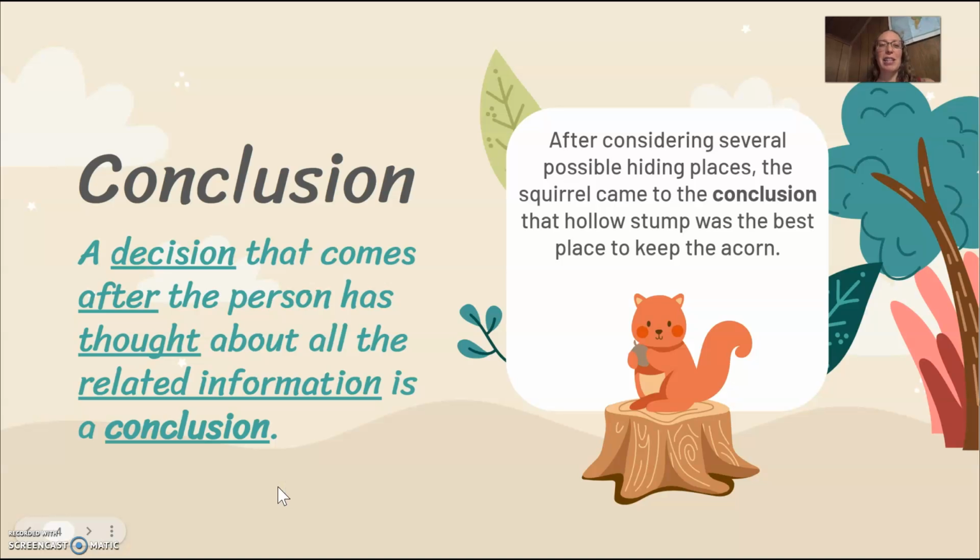A conclusion. A decision that comes after the person has thought about all the related information is a conclusion. So our example sentence: after considering several possible hiding places, the squirrel came to the conclusion that the hollow stump was the best place to keep the acorn.